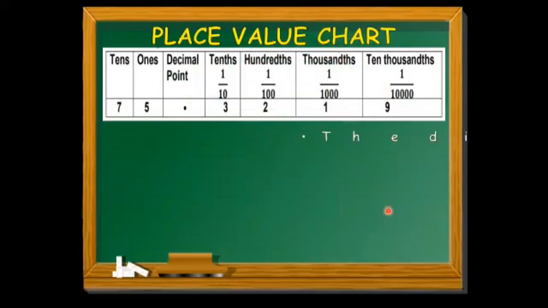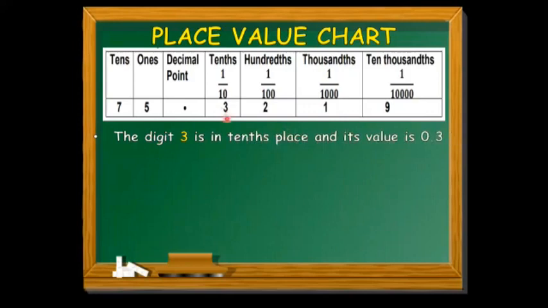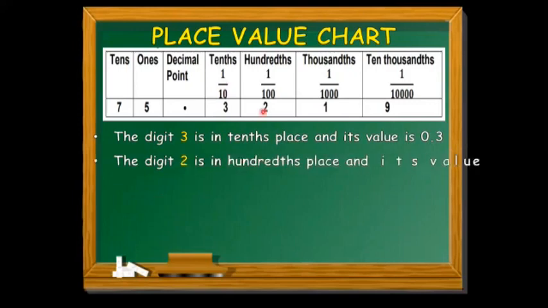So isa-isahin lang natin. So the digit number 3, which is this one, kung nakita niyo yung red na pointer ko, ayan siya, 3, is in the tenths place and its value is 0.3, or we read as 3 tenths. Okay? The next one. The digit number 2, this one, is in the hundredths place and its value is 0.02, or we read as 2 hundredths.